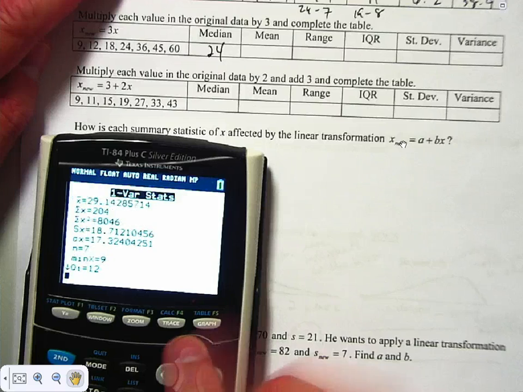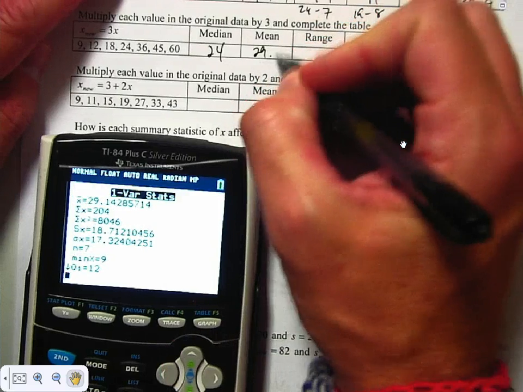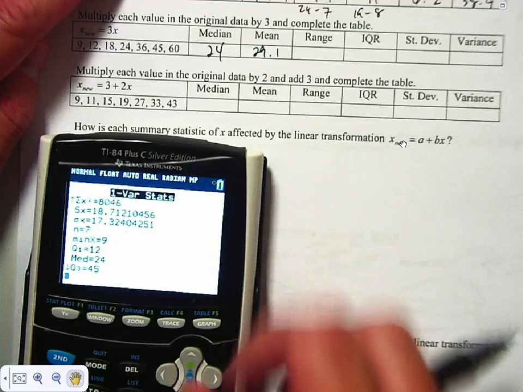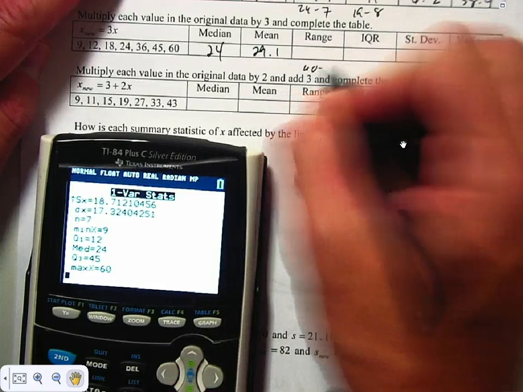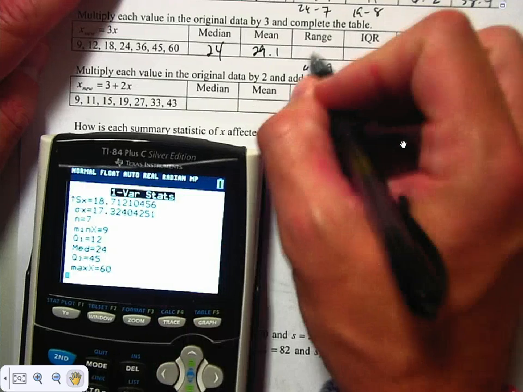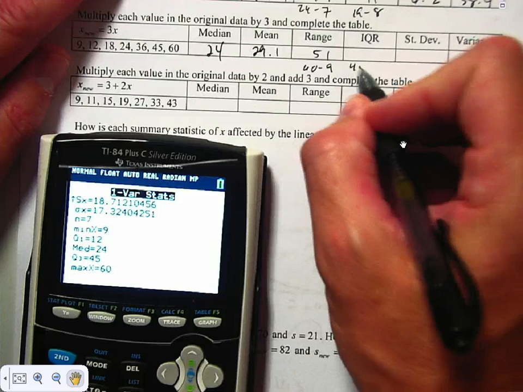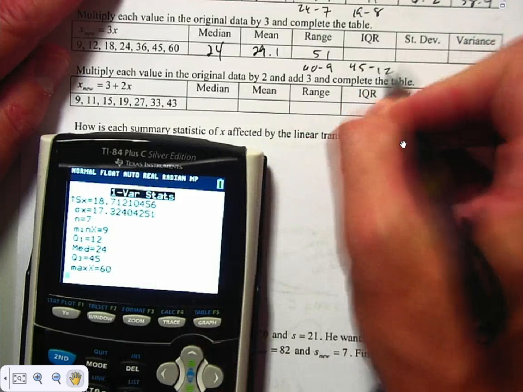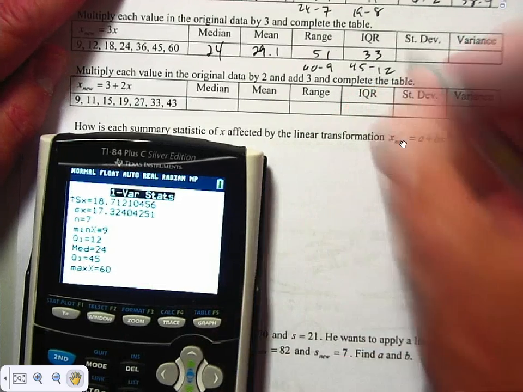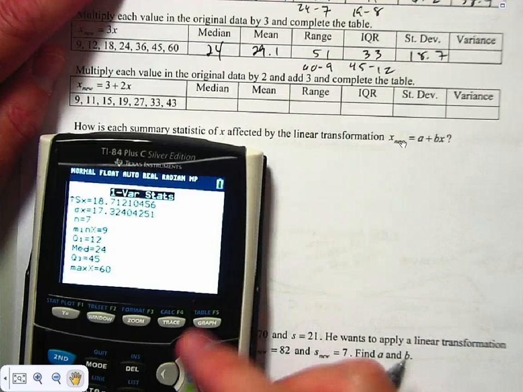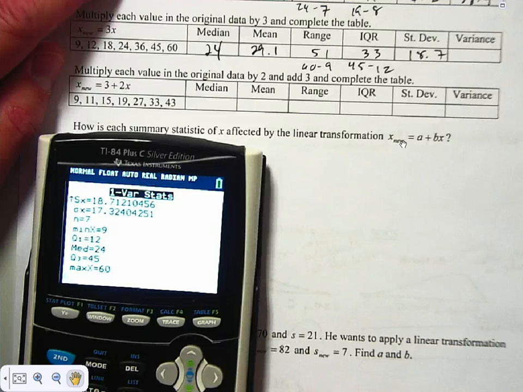The mean is 29.1. The range is going to be your max, which is 60, minus your min, which is 9, and that's going to be 51. Your IQR is going to be your Q3 minus your Q1, that's 33. Standard deviation is 18.7.